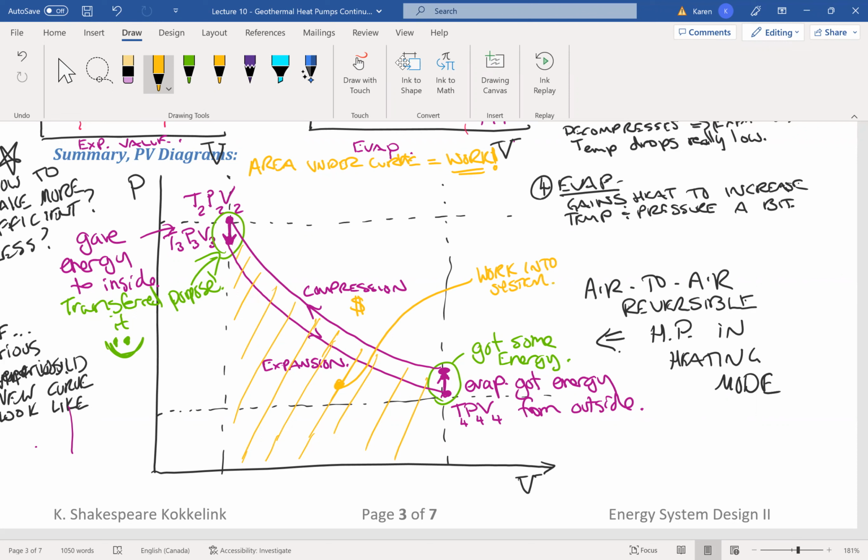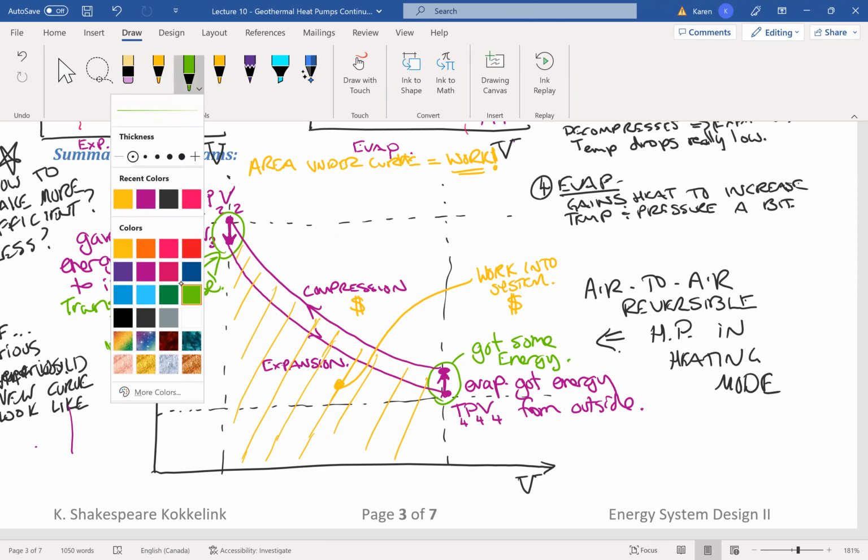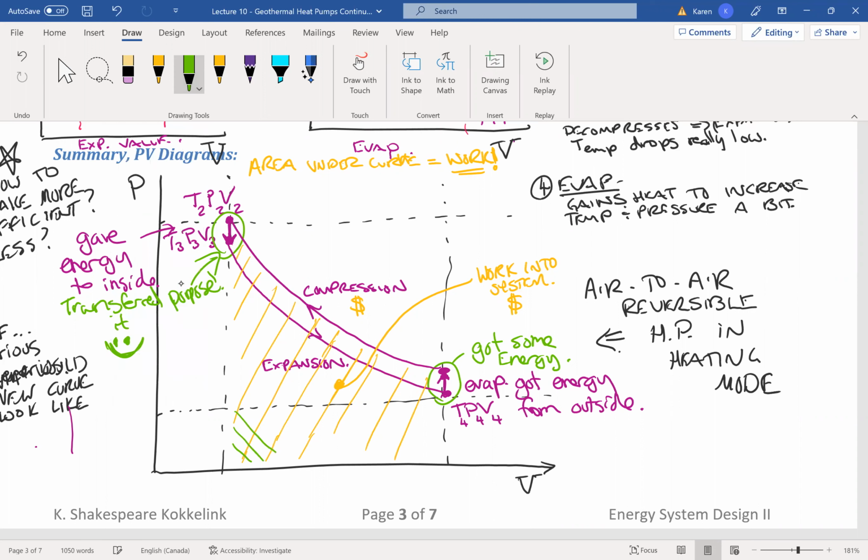So then you transfer some energy inside, you got some energy from outside, and the work that left the system. You paid for this work energy into the system, and the work that got out of the system is the area under, anybody have a guess? Under the expansion curve? Yes, it's under the expansion curve. So this is the work out of this system. So green, work out of system.